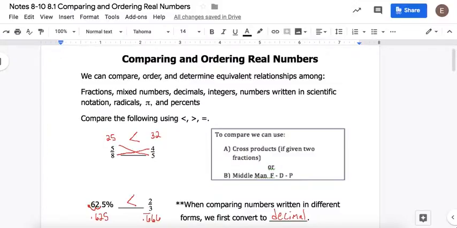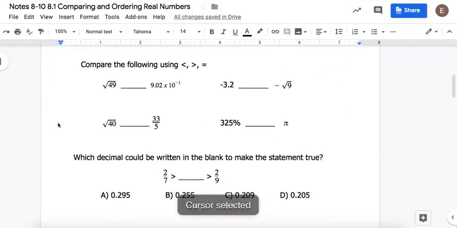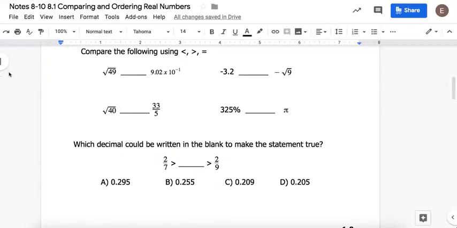Okay, let's look at some more examples. It says, compare the following using less than, greater than, or equal to. So we have the square root of 49. The square root of 49 is 7 because 7 times 7 is 49. 9 and 200ths times 10 to the negative first. The exponent is -1, so that means move 1 to the left. So we have 902 thousandths. And so 7 whole, we can fill in a 0 here, is much greater than 0 and 902 thousandths. So put a greater than symbol.